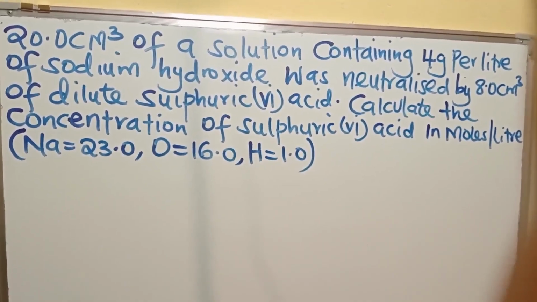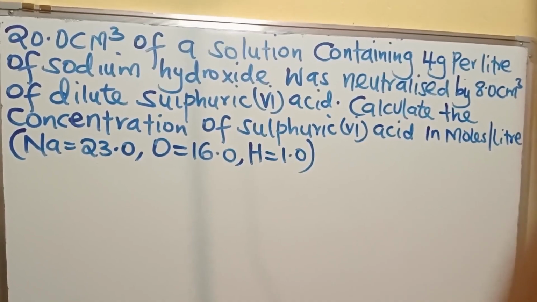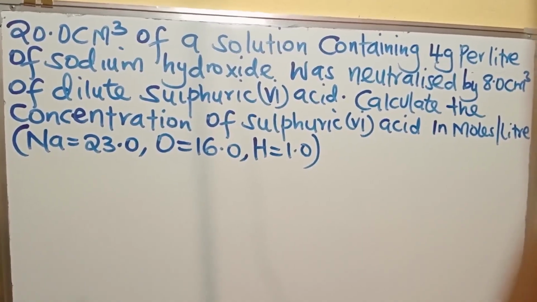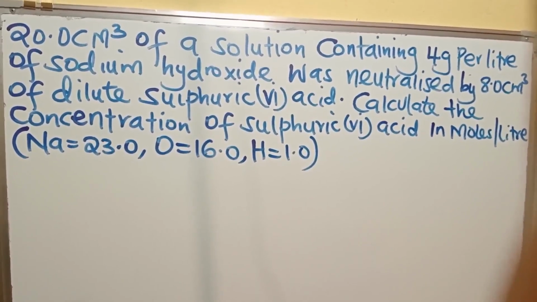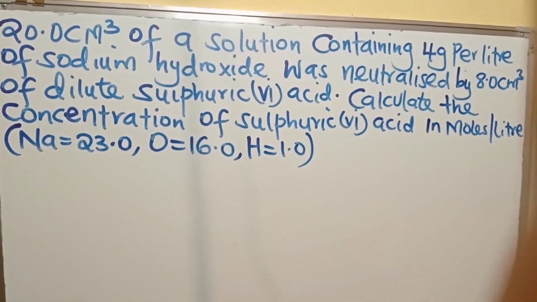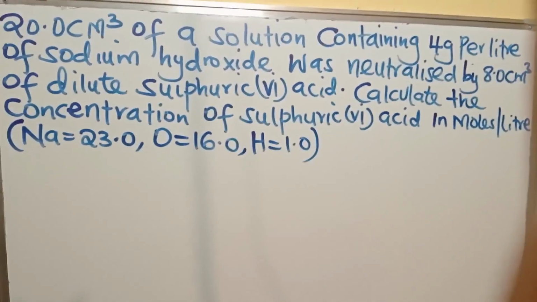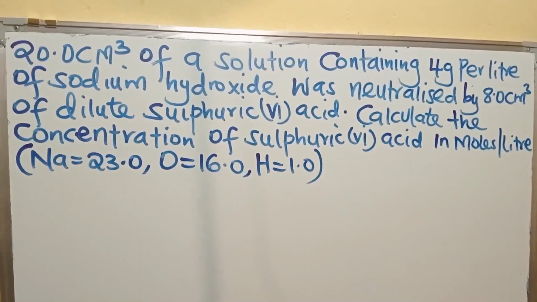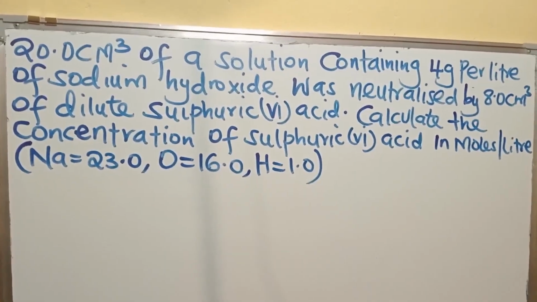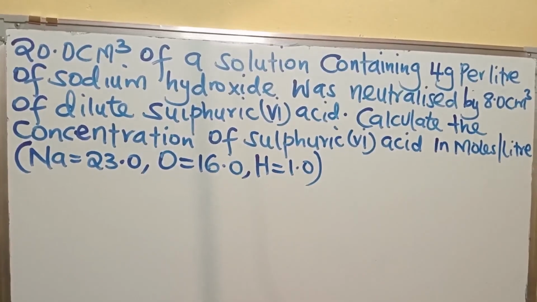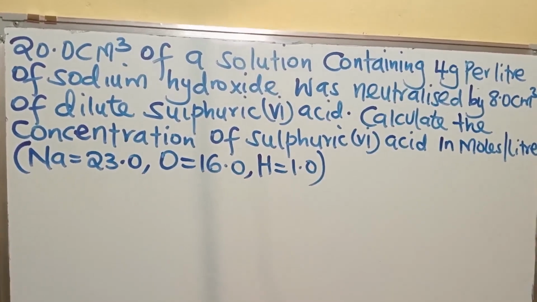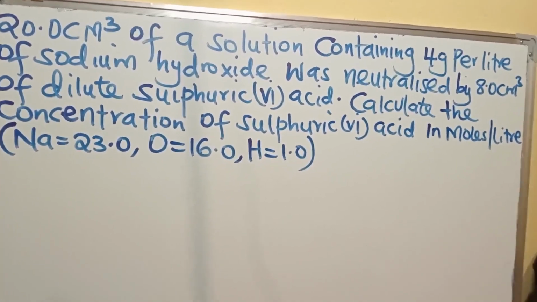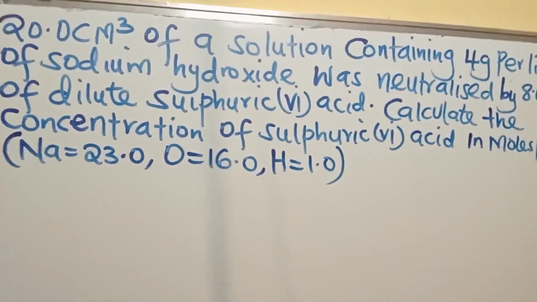In brackets we have the relative atomic masses of the different elements. For sodium it's 23.0, for oxygen 16.0, while for hydrogen it's 1.0. So I hope by now you can easily predict the very first step that we shall have. And the first step is that we are going to write a well-balanced chemical equation. So let us begin together.